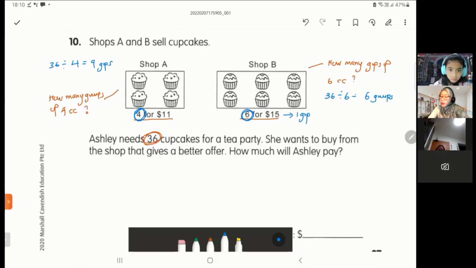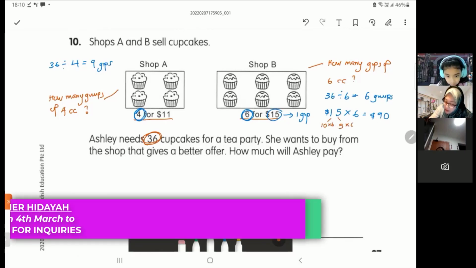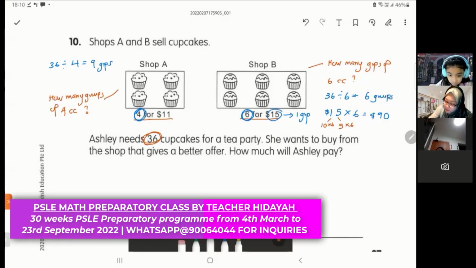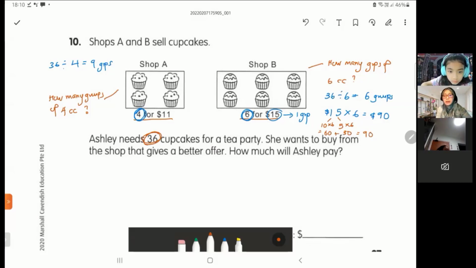Right? Now, what do you do? Let's focus on which one will give me a better offer. One group for this one costs $15, right? So this one is 15 times 6 equals $90. Okay, this one we can do the split strategy also. This is 10, this is 5, then 10 times 6 is 60, and 5 times 6 is 30. Now you add together, you get 90. See, can you split strategy?